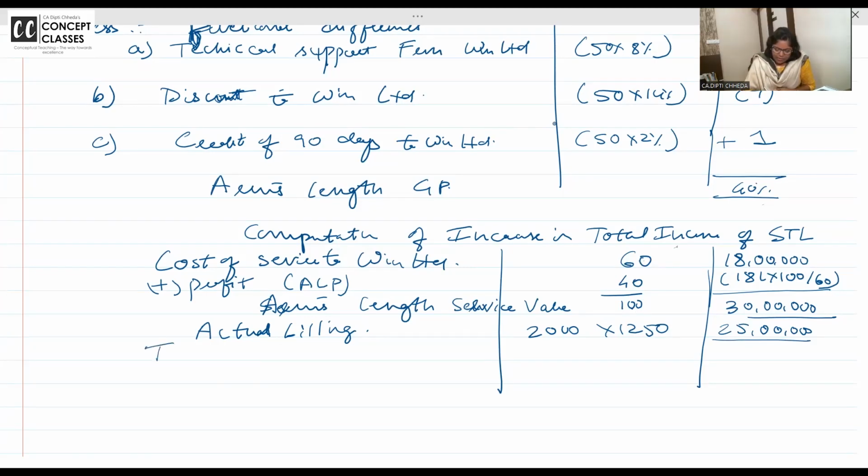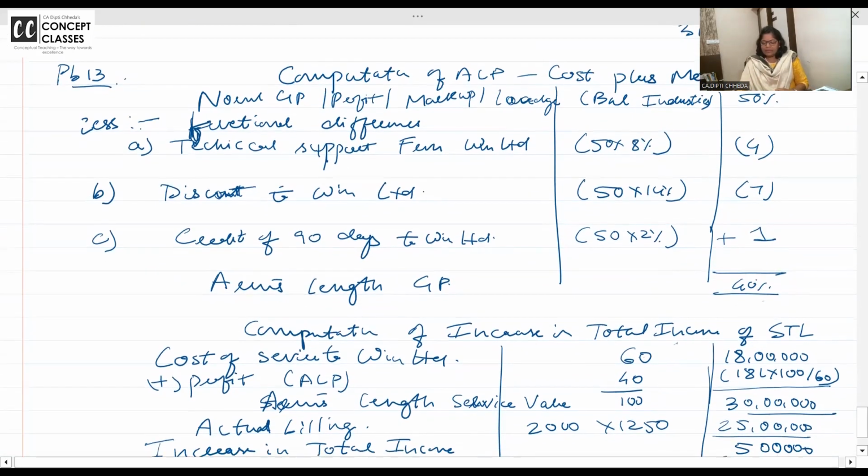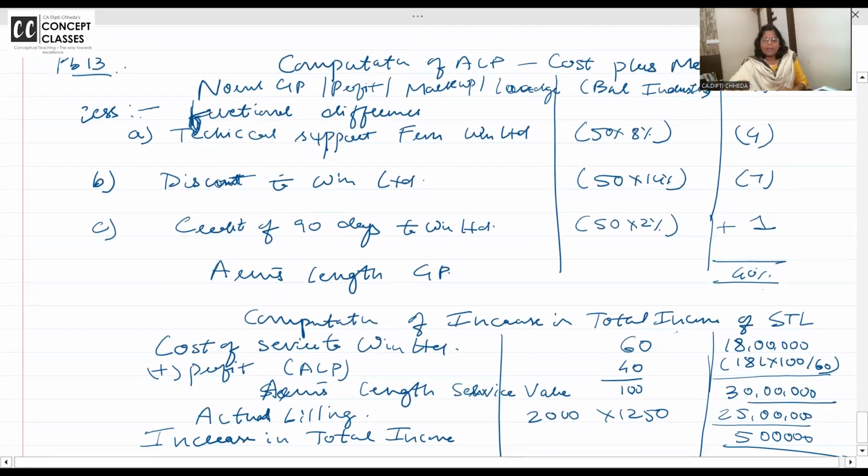So, increase in total income, 5 lakh. Done. It is a slightly different problem, very easy. Take 2 minutes time. Understand it, and if you have any doubt, ask me. And if not, I want a message from all of you. Is it clear or not?